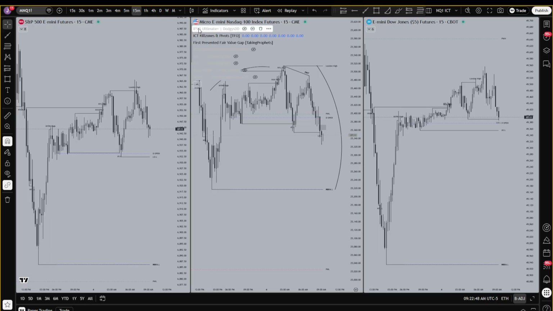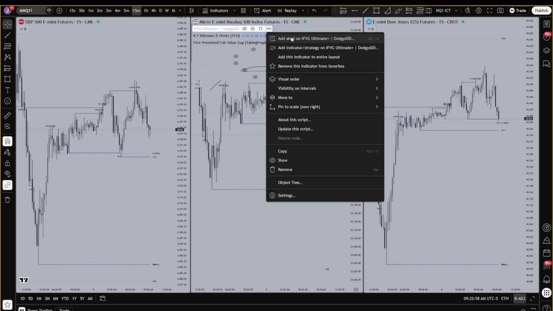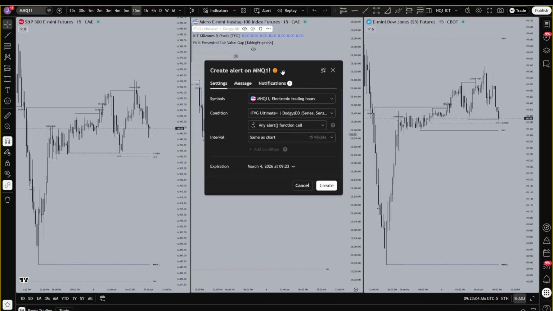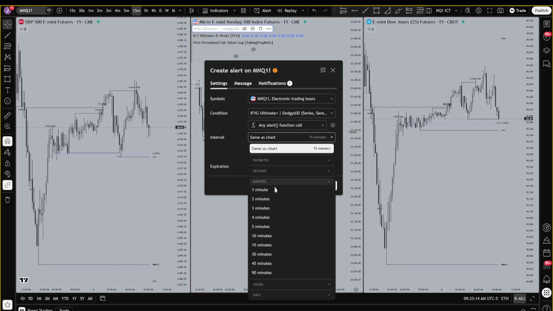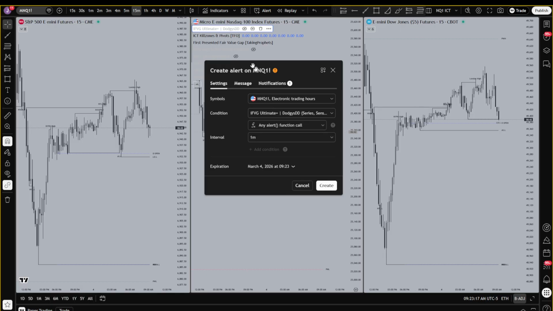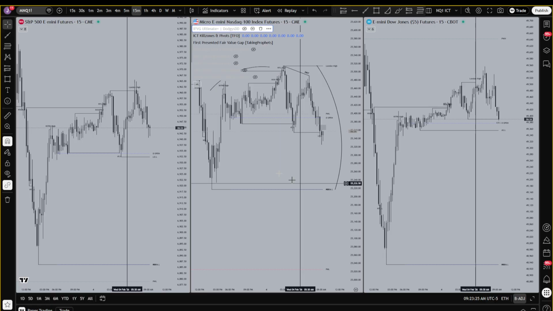If you go into the indicator right here, all the way up at the top left, and scroll to the middle or towards the end of the indicator, the three dots, it says more. Click more, and at the top it says add alert on IFEG. Click that, and once you're inside this window, you have to individually create an alert for every time frame you want. So for the 1 minute, 2 minute, 3 minute, 5 minute, 15 minute, click 1 minute, create, go back in, create a 2 minute alert, a 3 minute alert, and so on for every time frame you want this indicator to populate.